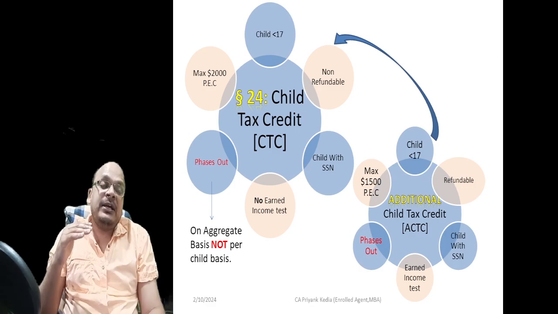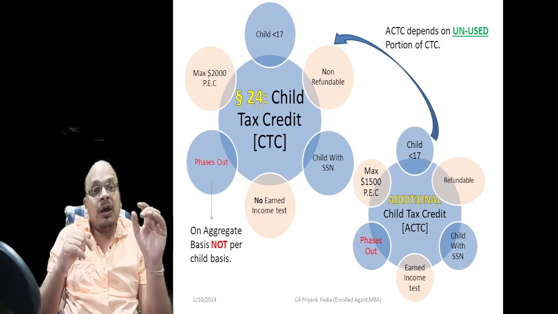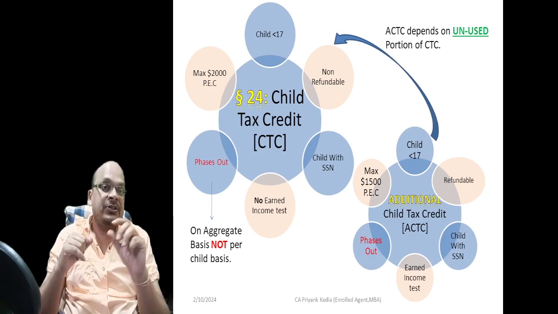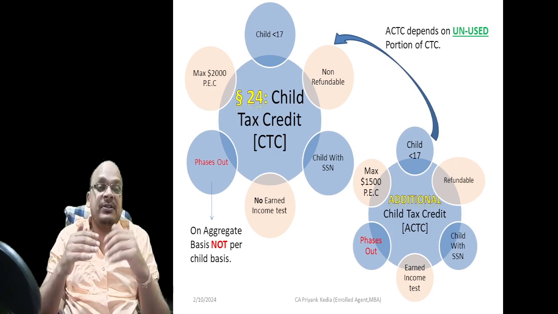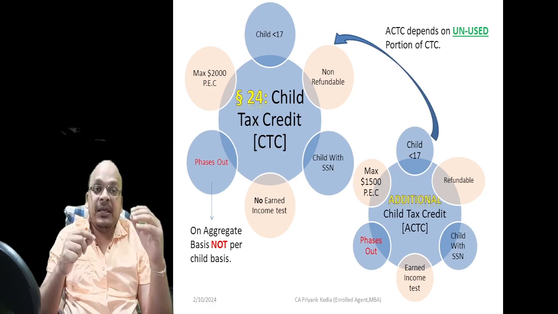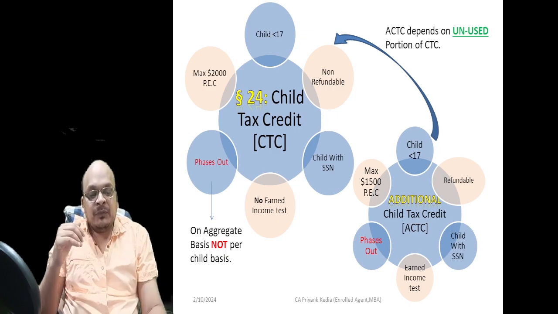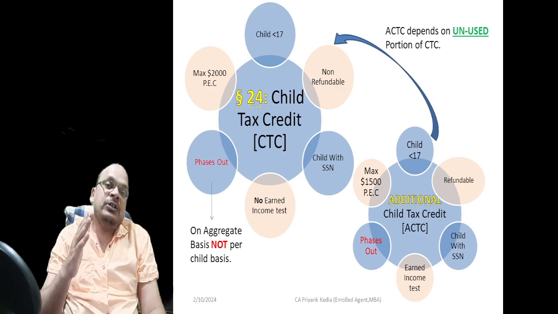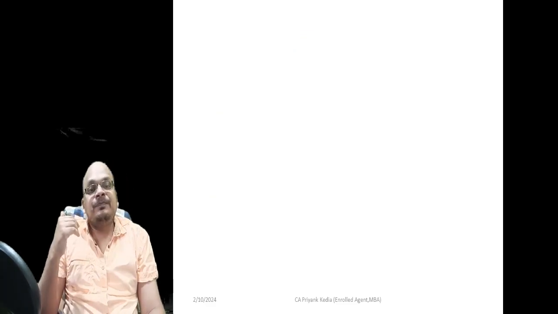that the maximum amount that a taxpayer can claim as a refundable portion is limited to the unused portion of the child tax credit. We'll talk about the concept of unused portion with an example in coming slides. But this we have to remember: as soon as somebody asks about the additional child tax credit, the first thing that should come into your mind is that it depends upon the unused portion of child tax credit, right? So that's the idea. Those are the statutory provisions and requirements when we talk about these two credits.